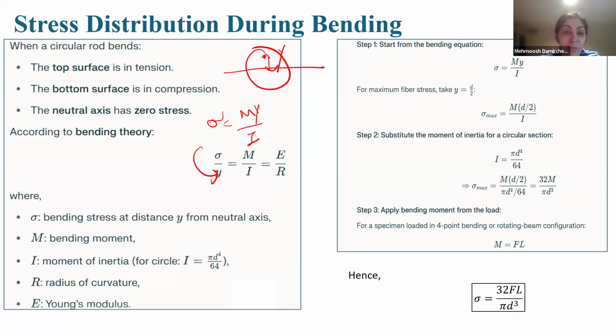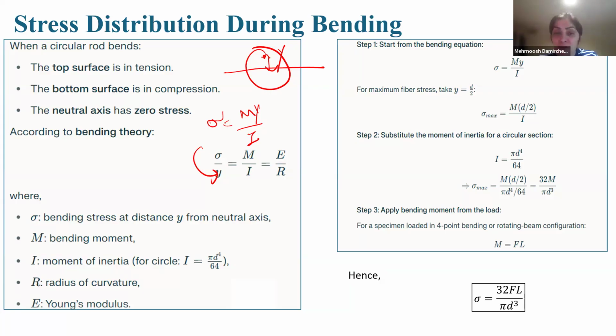M is the bending moment, meaning not torque. Torque in this direction is the bending moment. I is the moment of inertia. For a circular cross section, it is pi d to the 4 per 64. R is the radius of curvature for the beam or structure, and E is the Young modulus. So sigma is My per I.